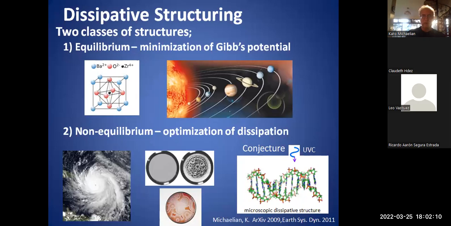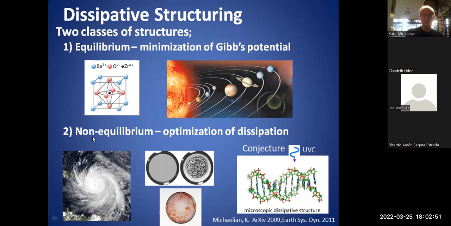So before describing the microscopic dissipative structuring of these fundamental molecules, let me first describe what is dissipative structuring in general for microscopic structures. So in nature, there are two classes of structures: equilibrium structures, which are obtained through the minimization of a Gibbs potential or some thermodynamic potential. The Gibbs potential is at constant temperature and pressure. So that gives rise, the minimization gives rise to these crystalline structures, or for example, the solar system with the gravitational potential.